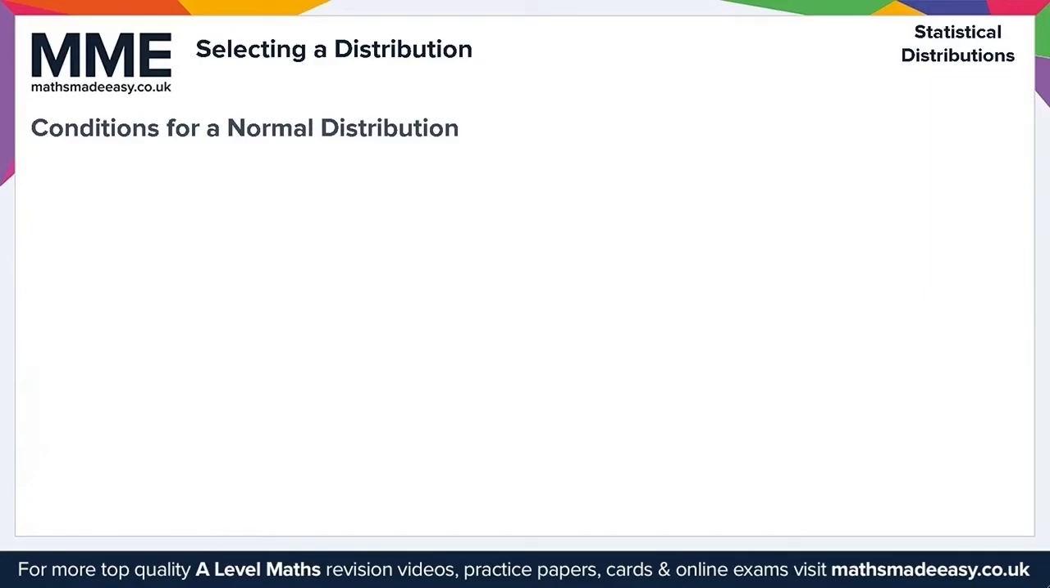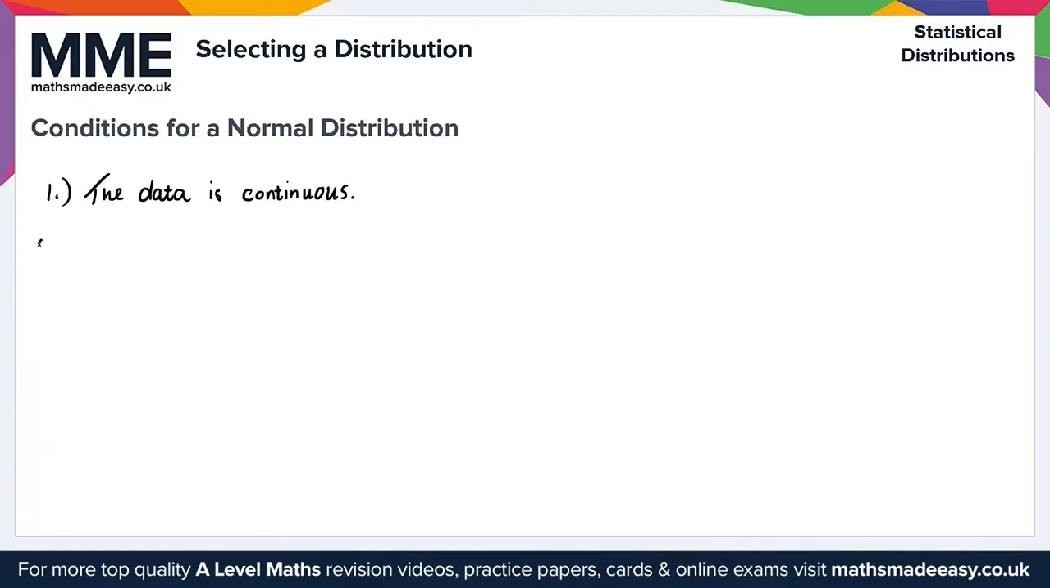Moving on now to the conditions required for a normal distribution. Again, we have three conditions here, so let's note all of these conditions down. The first condition here is that the data must be continuous. So the data is simply continuous. Okay, so that's our first condition there for a normal distribution.